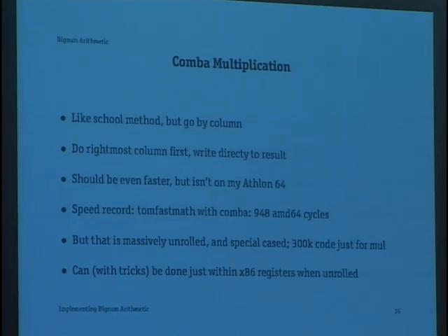The current record holder for the fastest implementation is the Comba multiplication, which is like the school method, but going by column. Comba is some Italian guy who had to write some embedded graphic stuff. He's virtually unknown, but Wikipedia has a page on him, so if you want to know. The idea is to do the rightmost column first, and then you have one linear write over the result array, and that should be the fastest, but isn't on my AMD box. It is faster on Intel chips.